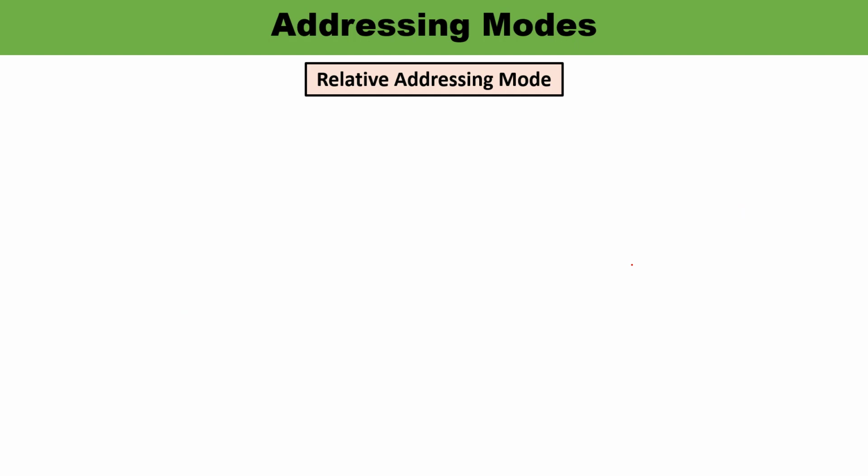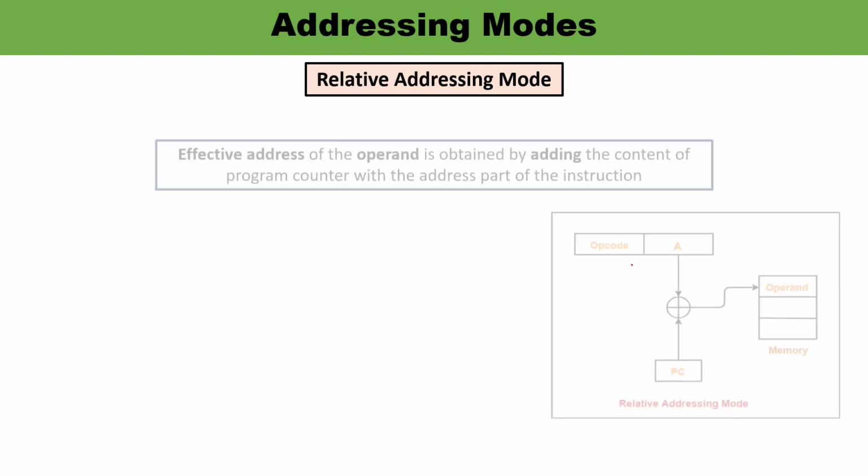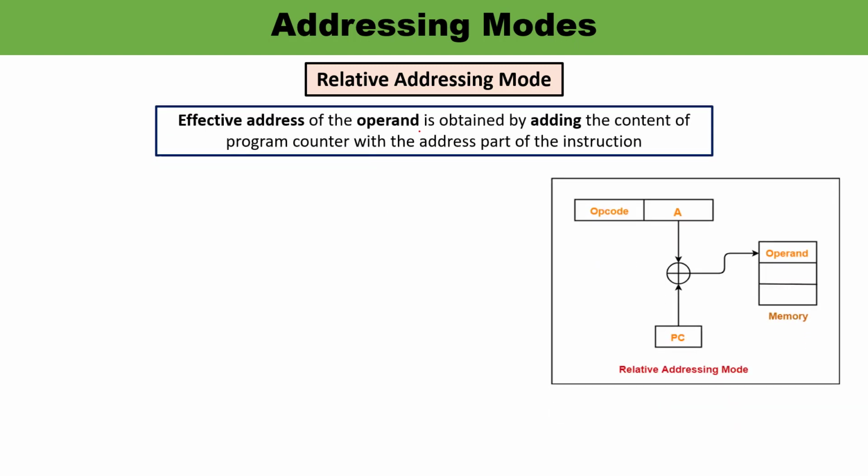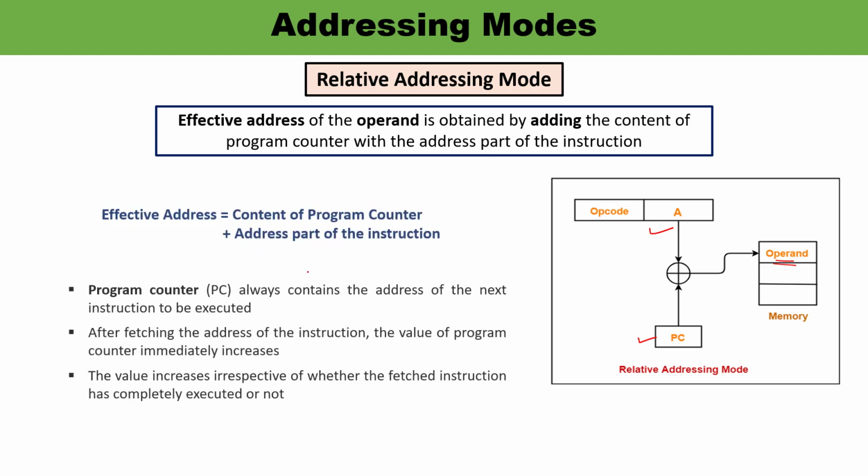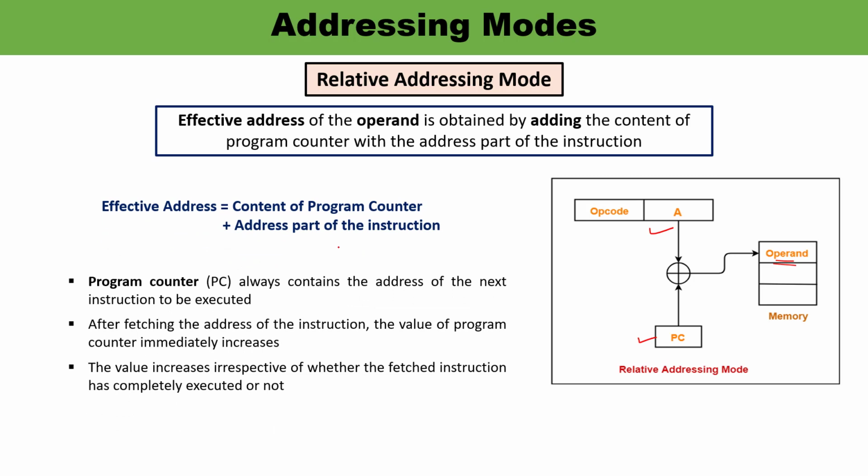Relative addressing mode. This is very interesting. See here, what is our requirement? The requirement is to compute the effective address, and the effective address of the operand is obtained by adding the content of the program counter to the address part of the instruction. That is how, by adding these two values, we'll be able to calculate the effective address of the operand, right? So effective address is the content of the program counter plus the address part of the instruction.